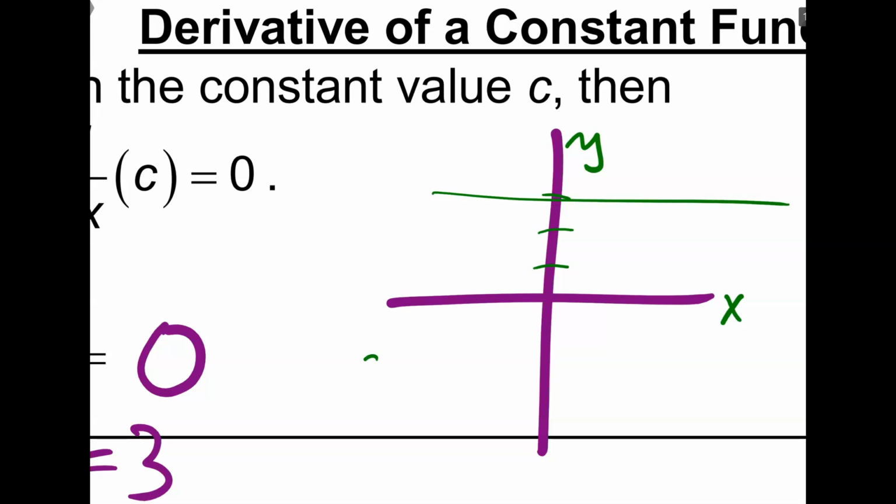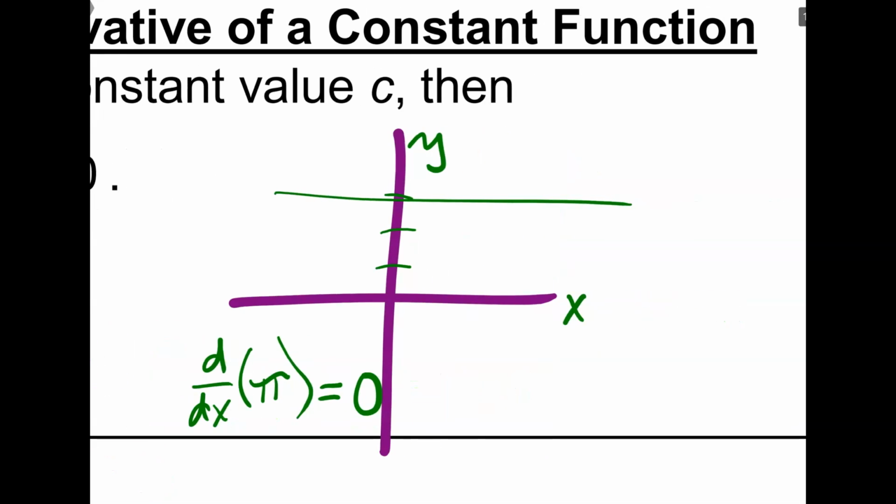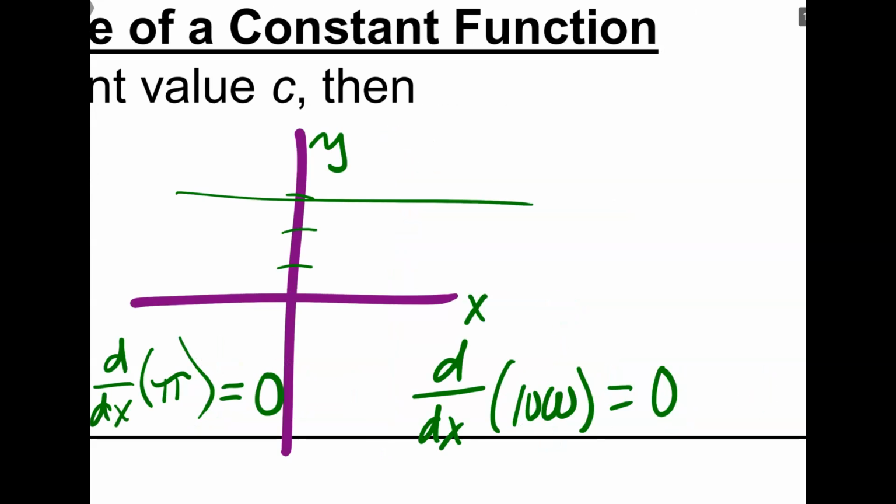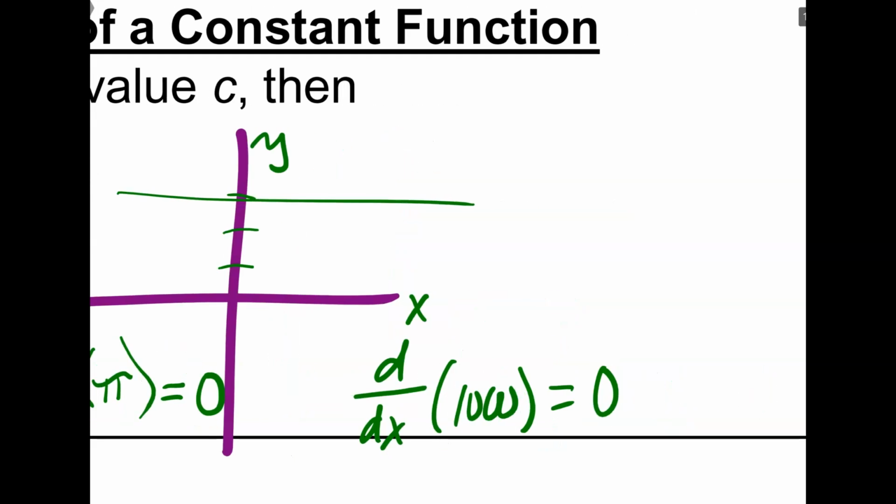What about if I said d dx of pi? What is this going to be? Circle? A circle, 0? Did you say a circle? Okay, cool. So it's 0, because once again, it's just a flat line. How about d dx of 1,000? What is this equal to? 0.